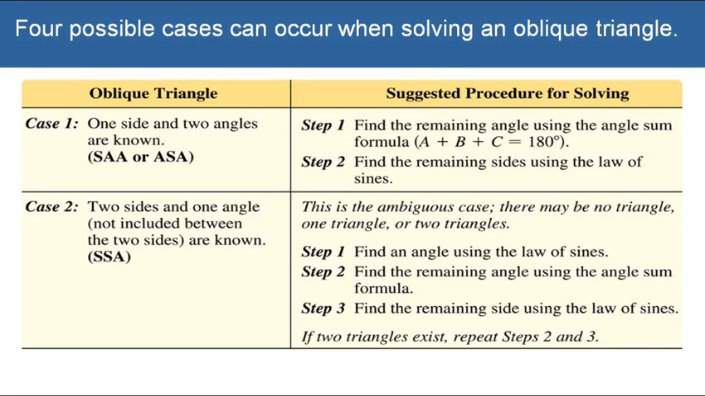To summarize, if you have a case 1 triangle, which is an SAA or an ASA, you can find the only unknown angle using subtraction, and you can use the law of sines to find the remaining sides. This is the easiest of all possible worlds. If you have an SSA, things are a little more complicated because more than one triangle is possible. Then you would go through these steps to verify that you have a triangle at all.